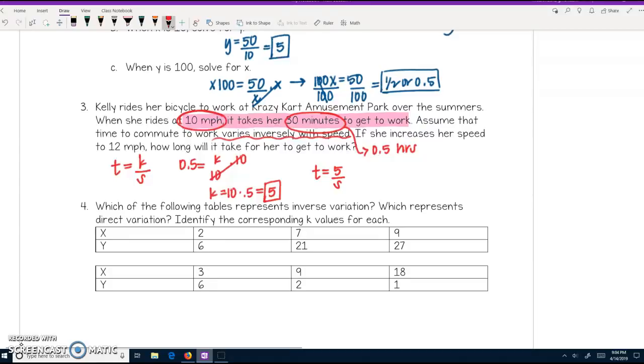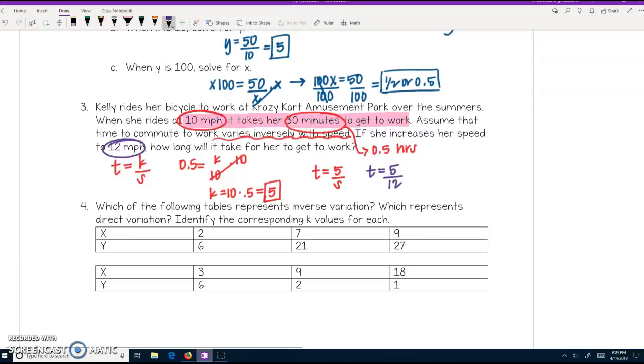So now it says I'm going to increase the speed to 12 miles per hour. So cycling a little bit faster. And that's my speed, so I'm going to plug that in for my speed to solve for time. So I'll have time is equal to 5 over 12.